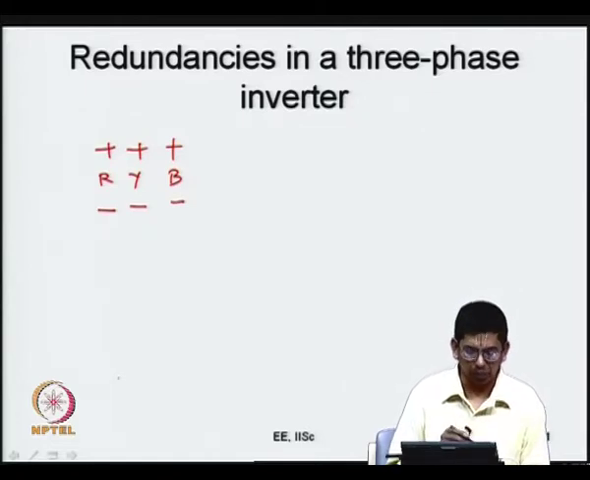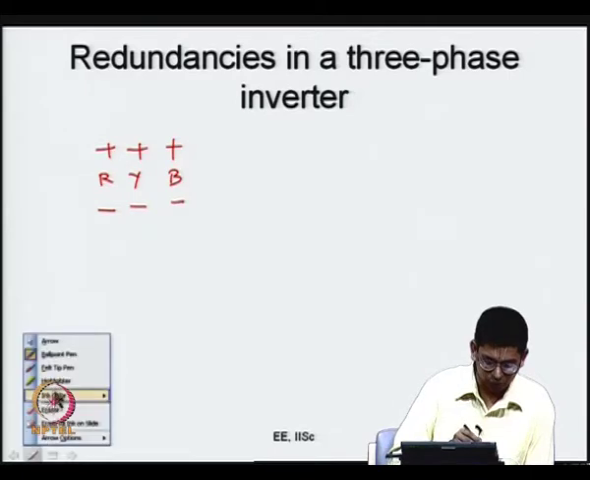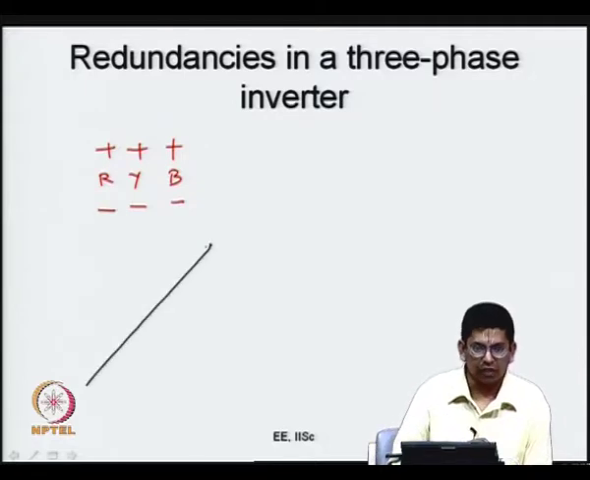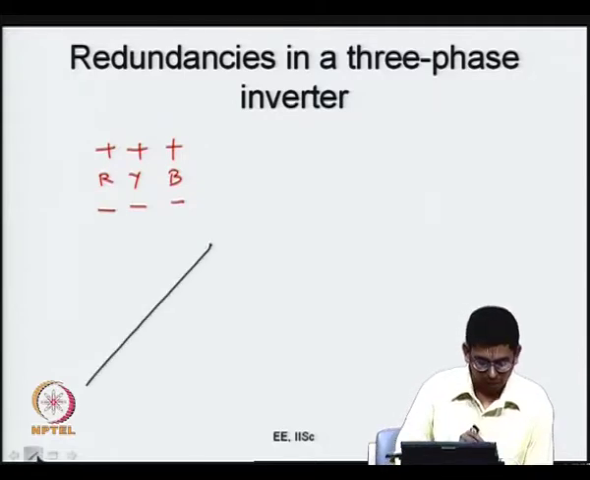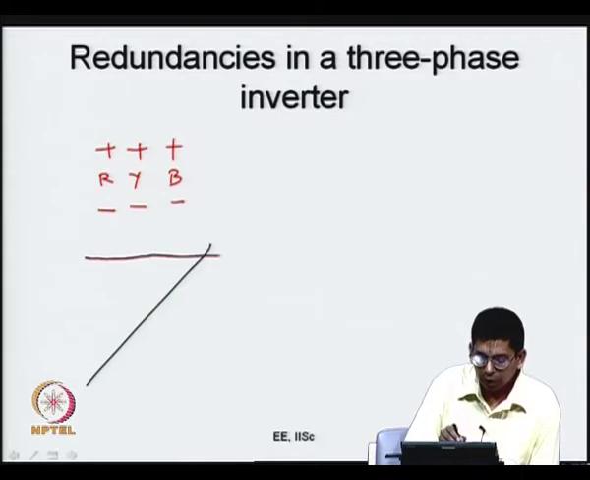Because of this redundancy, what happens now? Let me take this thing. Let me first choose, let us say black ink, and let me draw a half carrier as I did before now. Then let me choose red ink and draw the modulating signal. Did I choose red?